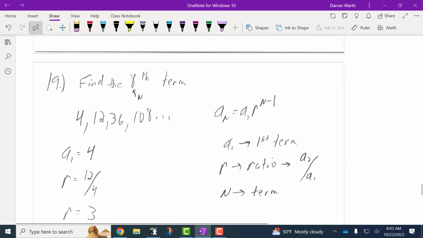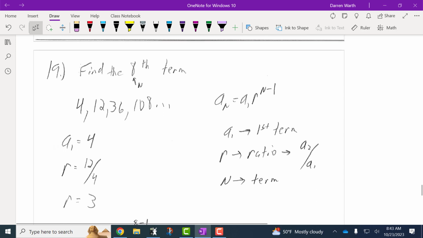Now number 19, now we're dealing with geometric sequences. So remember, geometric sequences are different than arithmetic sequences. In arithmetic sequences you're adding to get to the next term. A geometric sequence is when you are multiplying to get to the next term. But the formula will be given to you on your test. And the formula is just this: a sub n equals a sub 1 times r to the n minus 1.